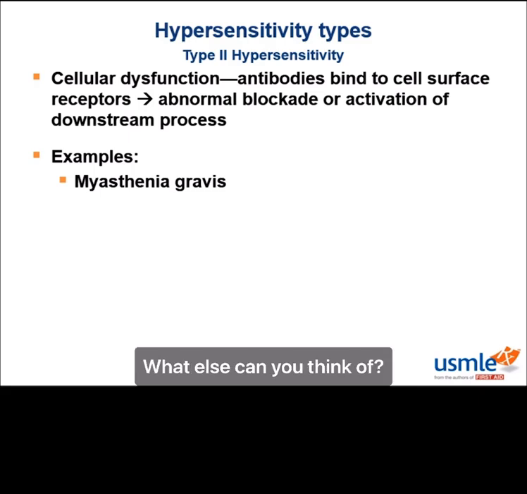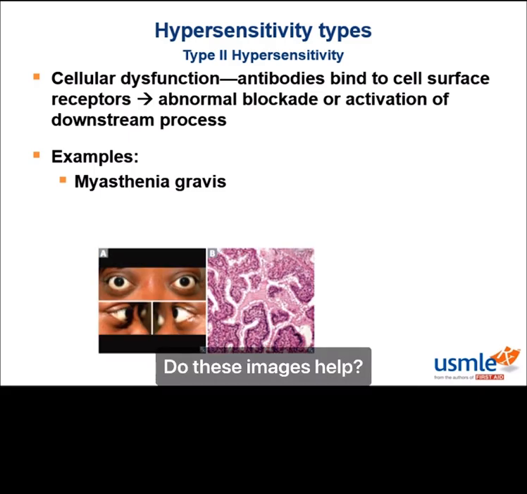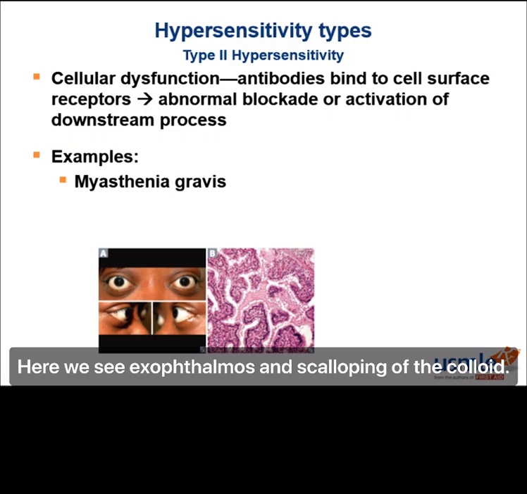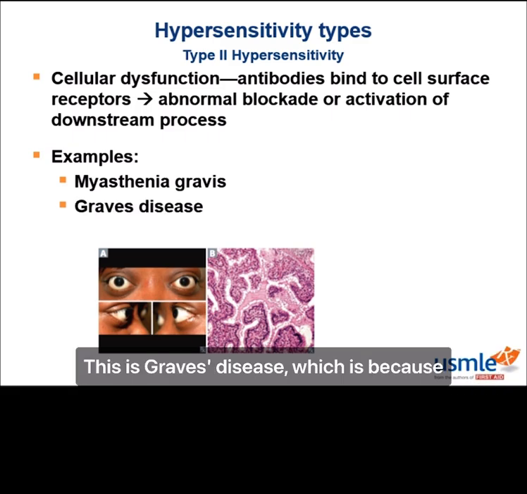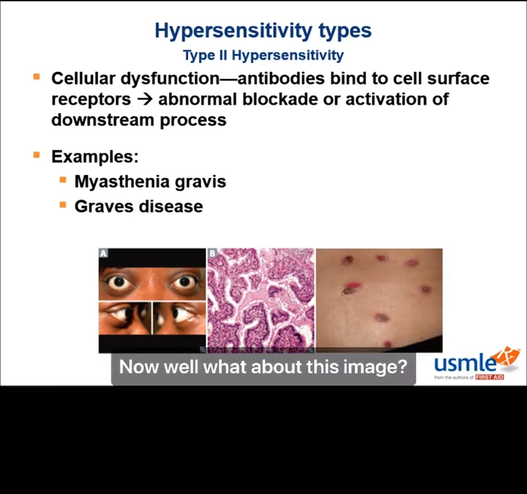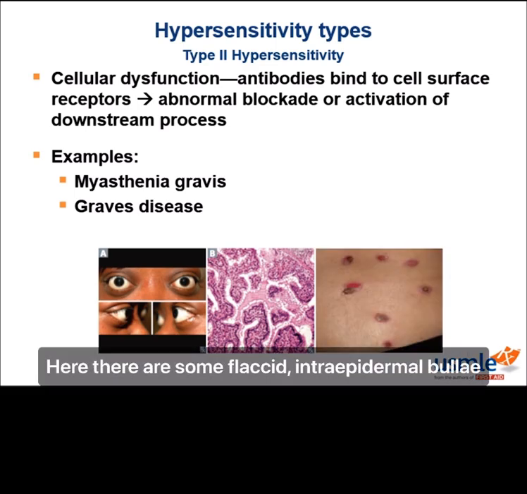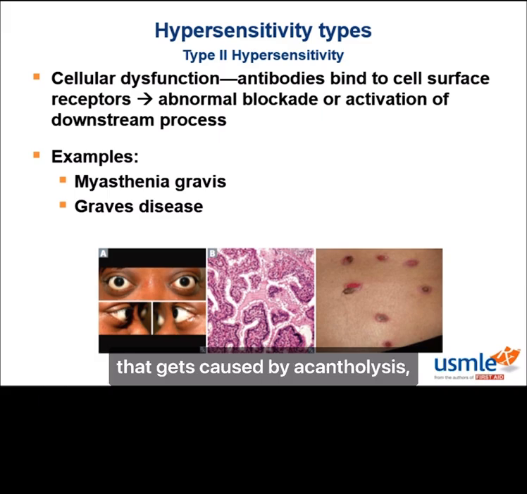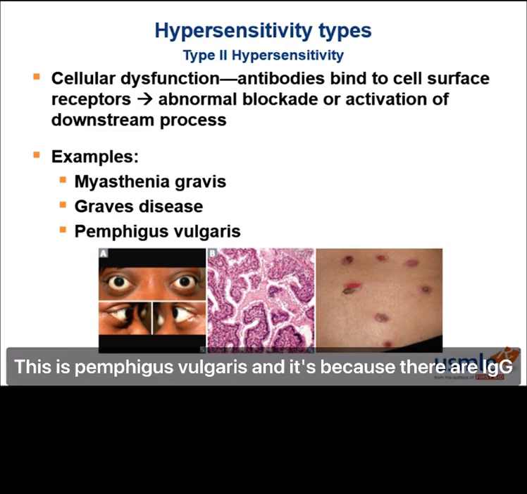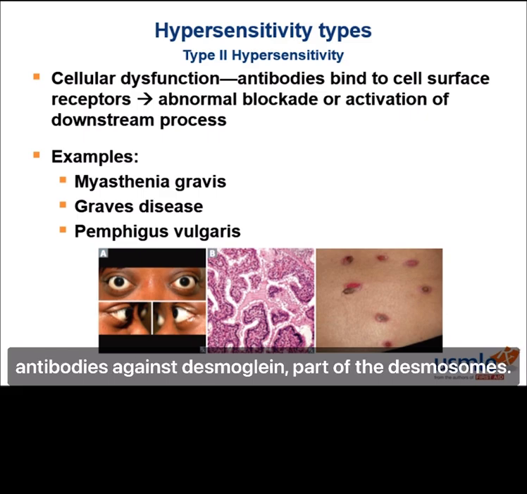What else can you think of? Do these images help? Here we see exophthalmos and scalloping of the colloid. This is Graves' disease, which is because of autoantibodies that are anti-TSH receptor. Now, what about this image? Here there are some flaccid intraepidermal bullae that get caused by acantholysis, or separation of the keratinocytes. This is pemphigus vulgaris, and it's because there are IgG antibodies against desmoglein, part of the desmosomes.